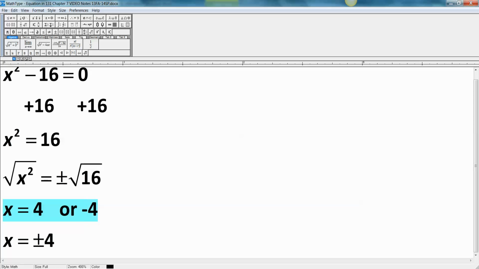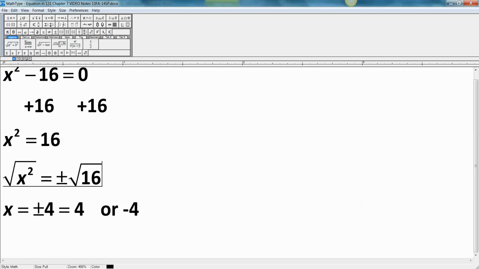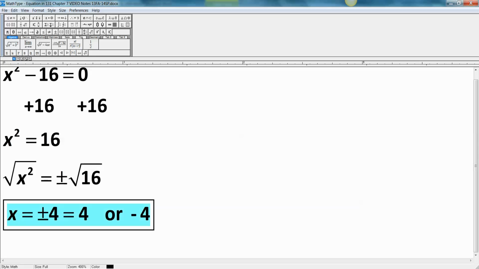Positive 4 would work, right? Because if you square positive 4, that's 4 times 4, that's 16. And then negative 4 would work: negative 4 times negative 4 is positive 16. So that's why it's really important that you include the plus or minus. Otherwise, you will not be correct. It has to be there. All right, so we're done with that question. Let me box that.